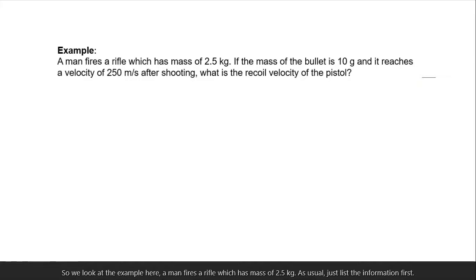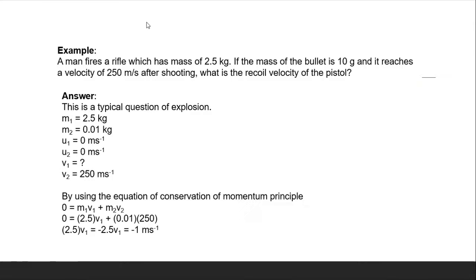So we can look at the example here. A man fires a rifle which has mass as usual. Just list the information first. M1 is 2.5, and m2 is 0.01, which is 10 gram. Convert it to kg because the SI unit is in kg. u is 0. u of course is 0 because it is before collision.